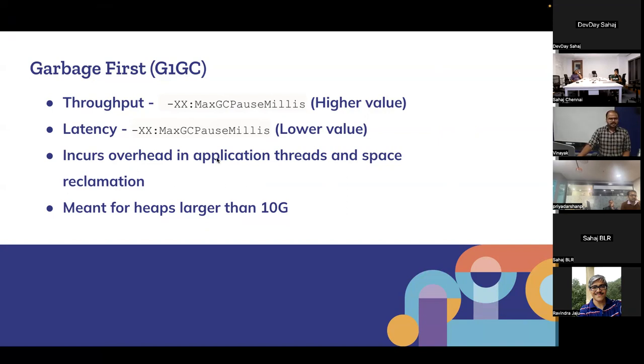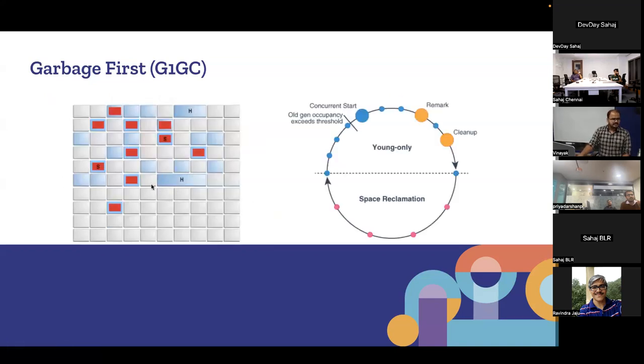This still has overhead in terms of pausing the application threads, and it has a space reclamation overhead. And it is meant for heaps larger than 10 GB. If you have multiple GBs of heap, then it makes sense to use G1 GC, because even in Java 17 the ergonomics choose G1 GC as the default algorithm based on your environment. Yes, with this max GC pause time, if you set it to a higher value, you'll get throughput. If you set it to a lower value, you get latency. So these are the two goals that you optimize for. And this is meant for larger heaps solely because of these regions. Because it manages these regions, space reclamation is easy, and it is performant compared to parallel, but not compared to ZGC, which we are going to look at in some time.